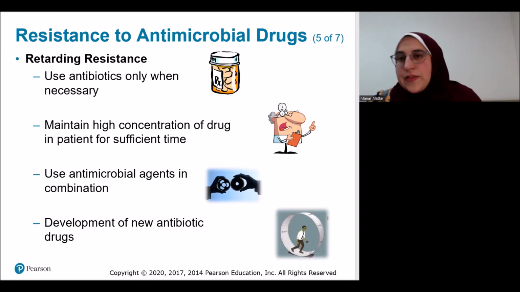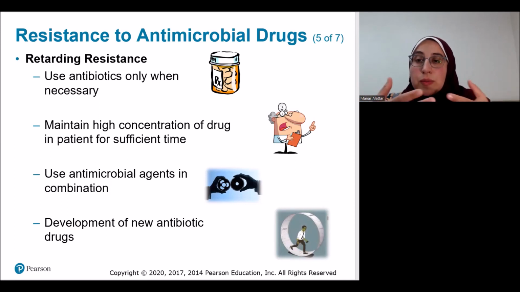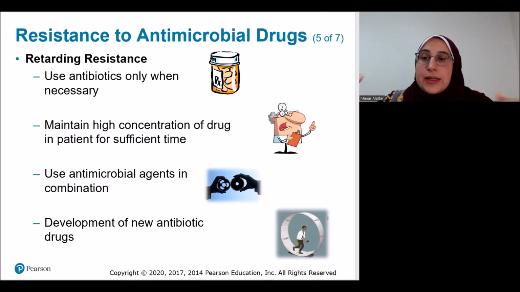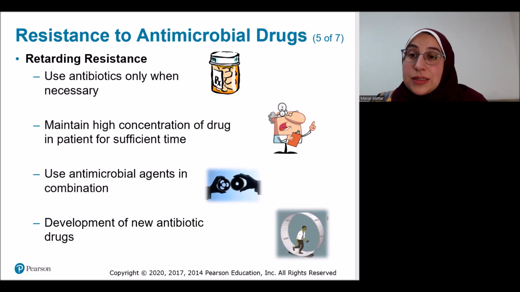Then it is very common to use antimicrobial agents in combination, where you have multiple drugs that are used together to try to get at various aspects of that organism's growth and metabolism, to kill as many off as possible and not leave resistant strains within the body.